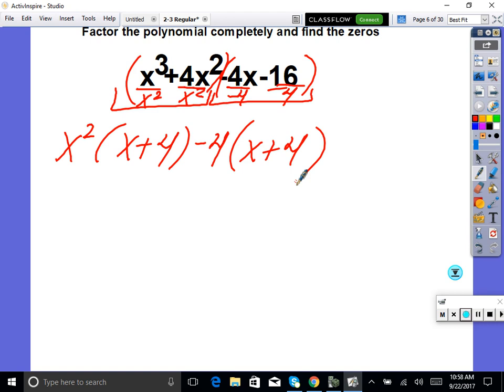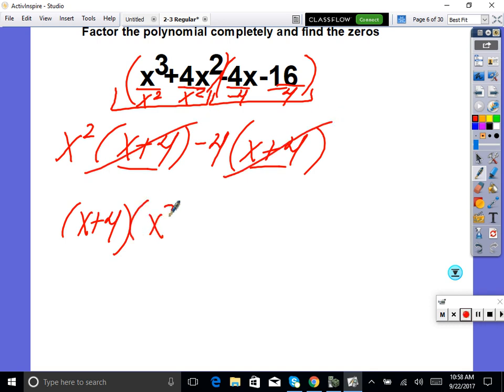Now everybody understand, not all polynomials factor by grouping. Just because it has 4 terms does not mean it's going to factor by grouping. How do we know it did? Because the parentheses are the same. So it did factor by grouping. So don't I pull out an x plus 4? Now don't write there's two x plus 4s. We pulled out x plus 4, so it divided out, leaving me with x squared minus 4. Is everybody with me? Okay, awesome.